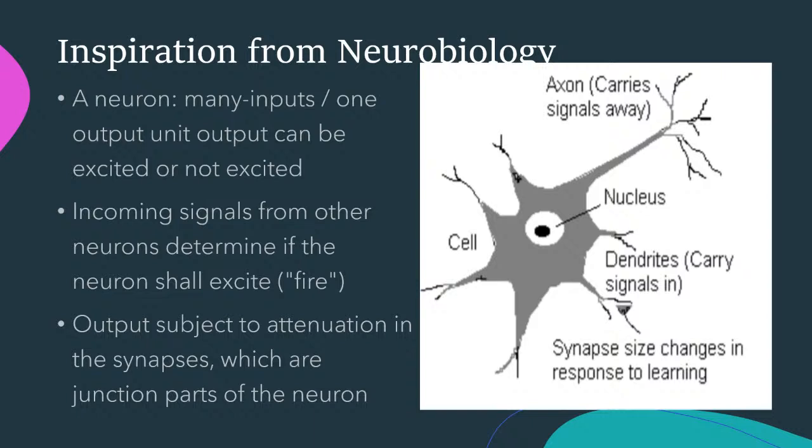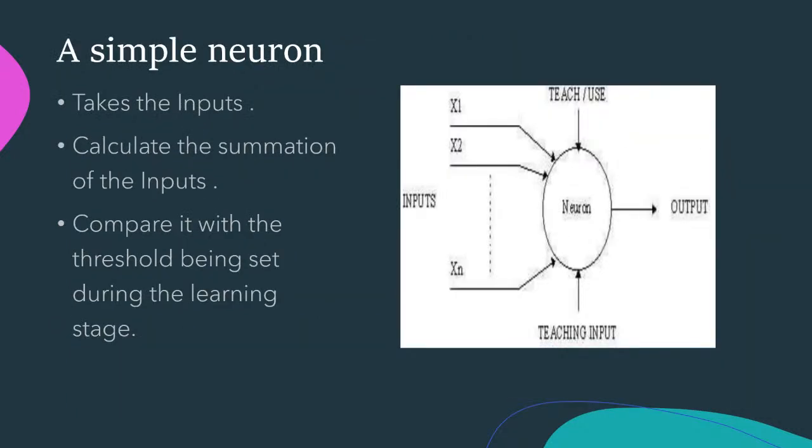In the simple neuron, you can see the number of inputs, from x1, x2 up to xn. We need to give the data to the input neurons. This is the data we are giving, and then it will train on the data. It will calculate the summation of the inputs and compare it with the threshold values, and then it will give the output, whether it is a summation, multiplication, or division.